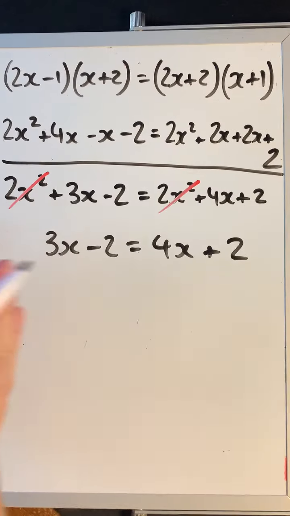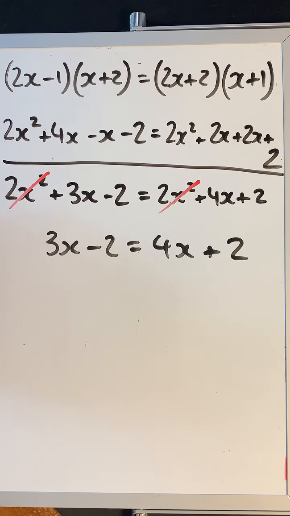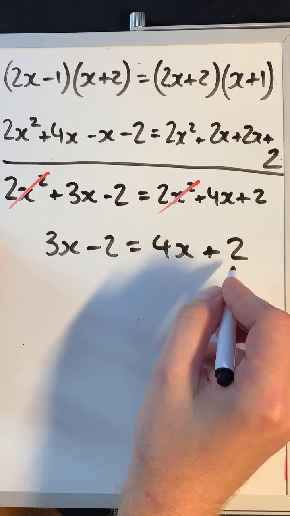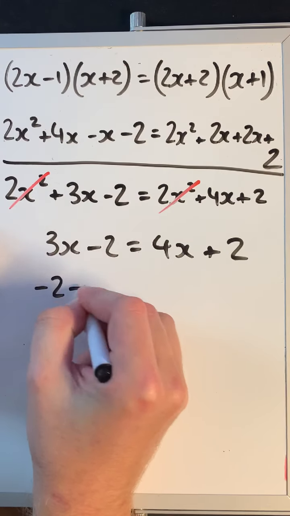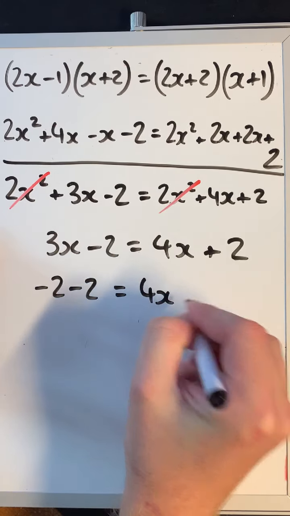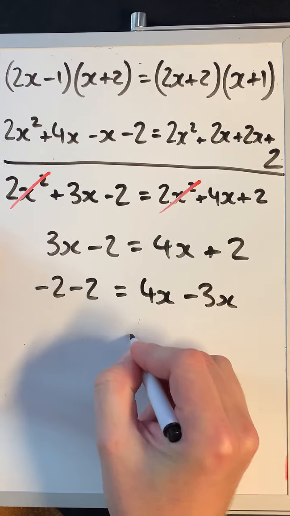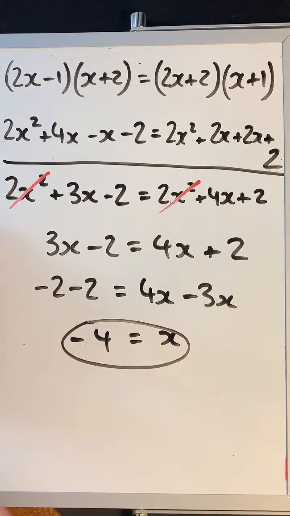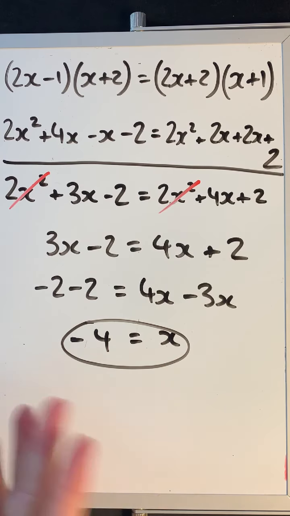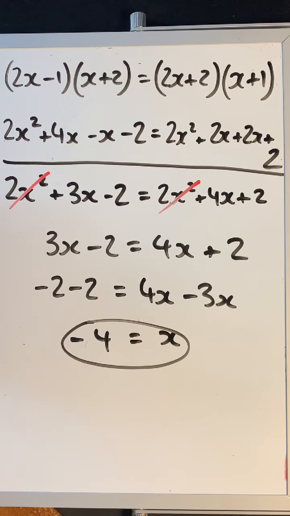Usual thing then, numbers on one side, x's on the other. Now, in this case, I'm going to take the x's to the right, okay? So if we take this number to the left, we've got minus 2 minus 2, and that's equal to 4x minus 3x. So we've got x is equal to minus 4, okay? Or minus 4 equals x, same thing.